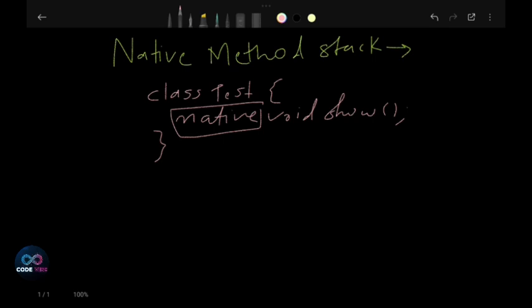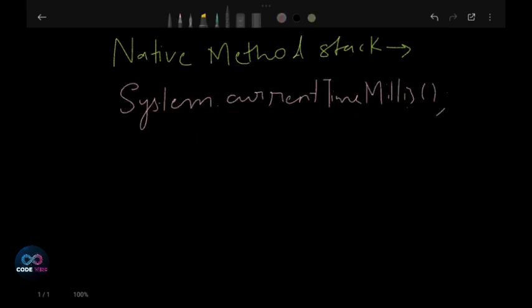Then the question arises here is, why do we need native methods? Java cannot directly access hardware or use OS level features or call system libraries. So Java uses native code for file system, memory management, thread scheduling, or input output operations. For example, we have currentTimeMillis. Internally it uses native code.